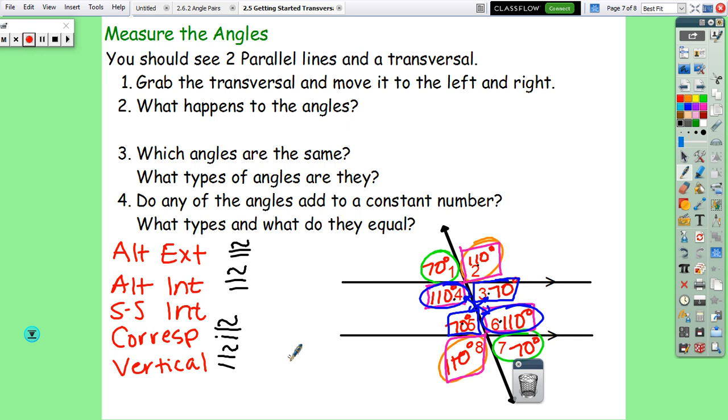So really the only one that we have left to talk about is same side interior. So if we look at the same side interior, that would be these two angles right here and these two angles right here. And we notice here, these angles add to 180 degrees.